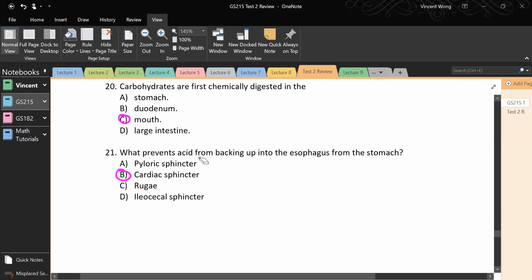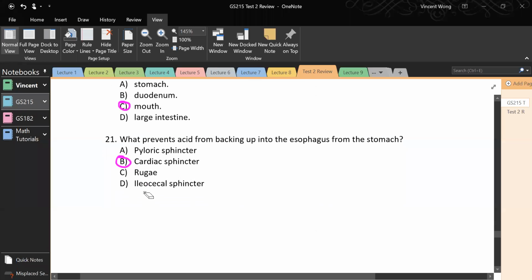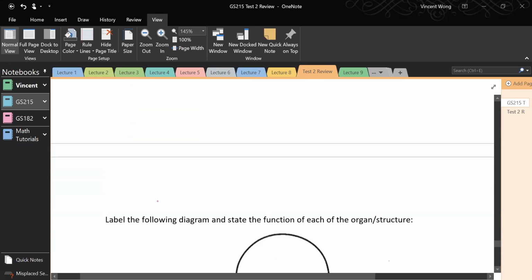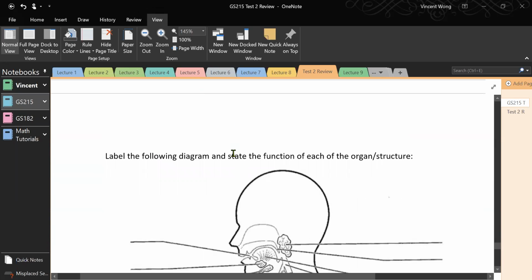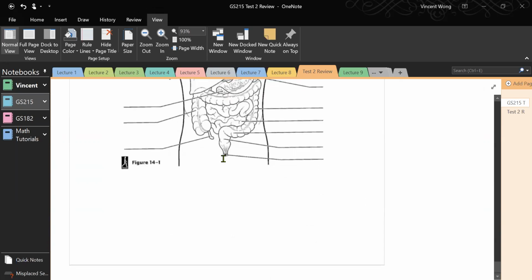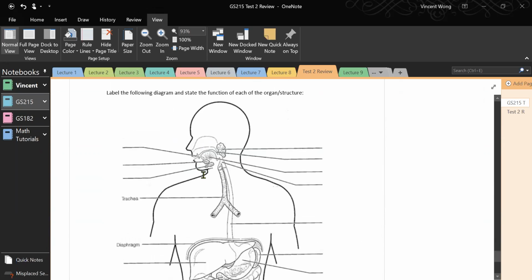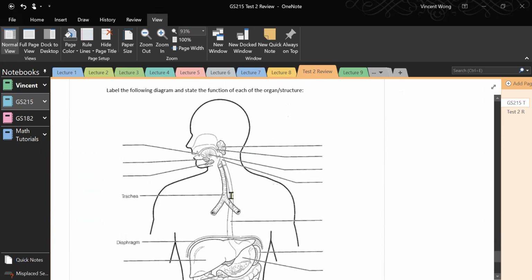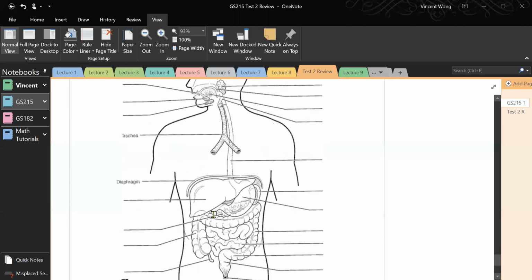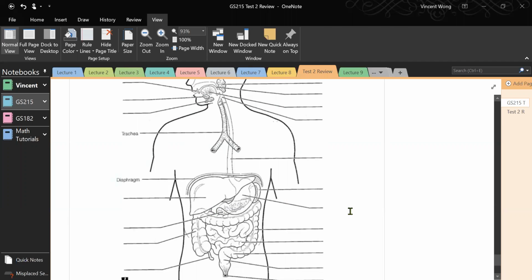It squirts them forward, kind of like a water gun. The rugae are the foldings in the stomach, and they will disappear as you fill up the stomach. And ileocecal sphincter is the one that's between the ileum and the cecum. Label the following diagram. This is probably something you can do on your own. You know, it's good exercise to go through it on your own and make sure that you know what goes where. And that is it for the test to review.